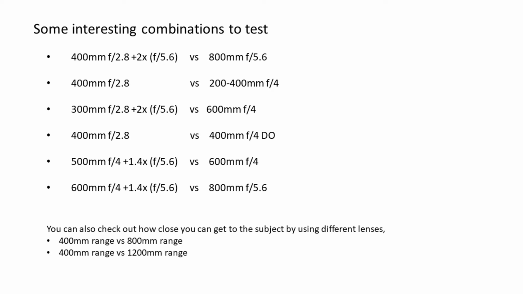We already saw how you can check how much closer you can get with different ranges like 400 mm, 800 mm or 400 versus 1200.